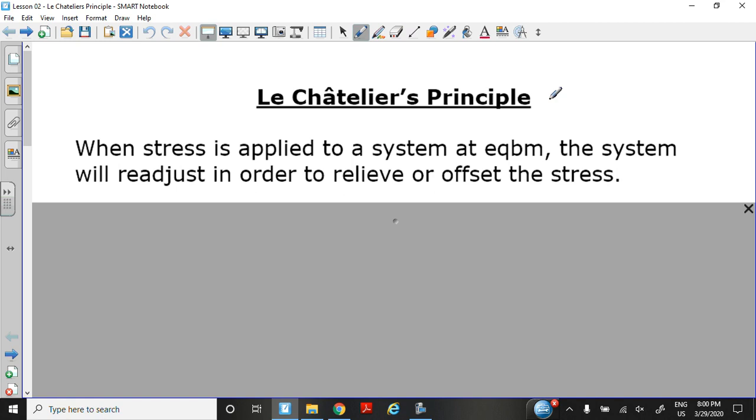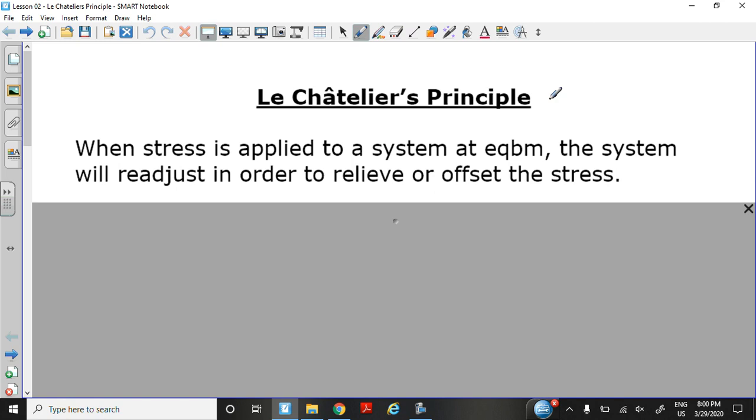Today we're going to learn about Le Chatelier's principle. It's an important principle that we'll use throughout our unit on chemical equilibrium, and we'll see it pop up in different places. So today we're going to learn about it more from a qualitative point of view, and then when we get into some problem solving in our next lesson, we'll see how it's put into practice with quantitative applications.